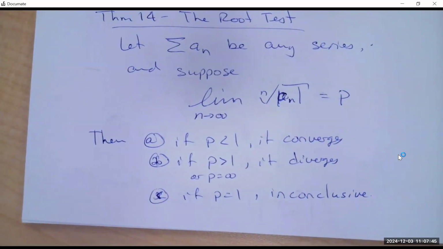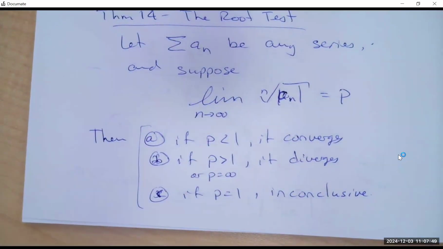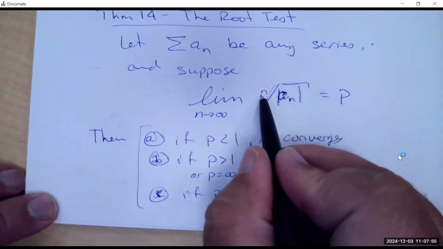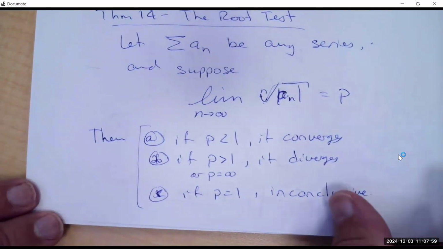Have we seen these conditions before? The last test. So all we have to do here is this: take the limit, take the nth root of the absolute value, and see what happens.